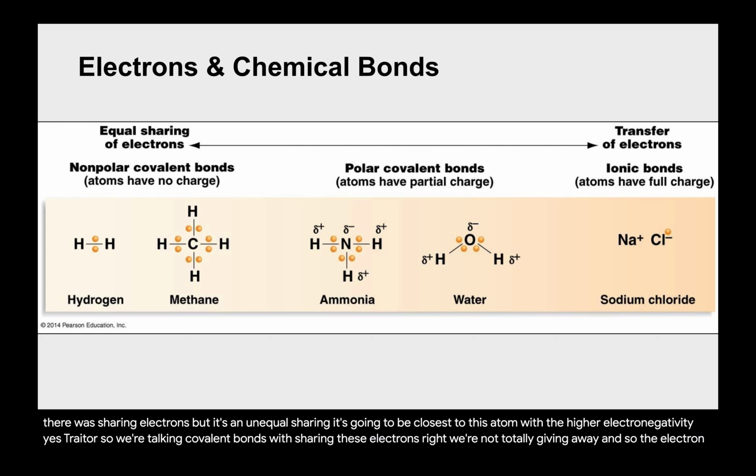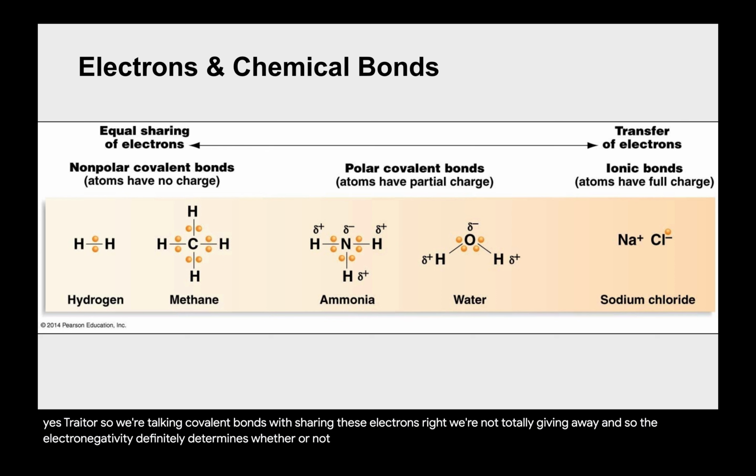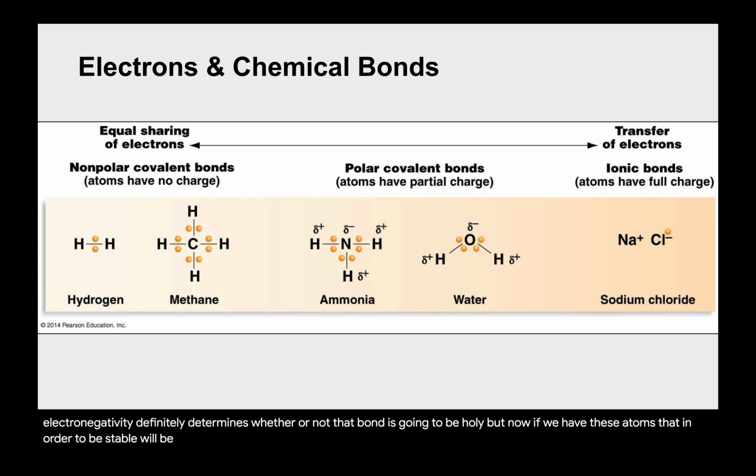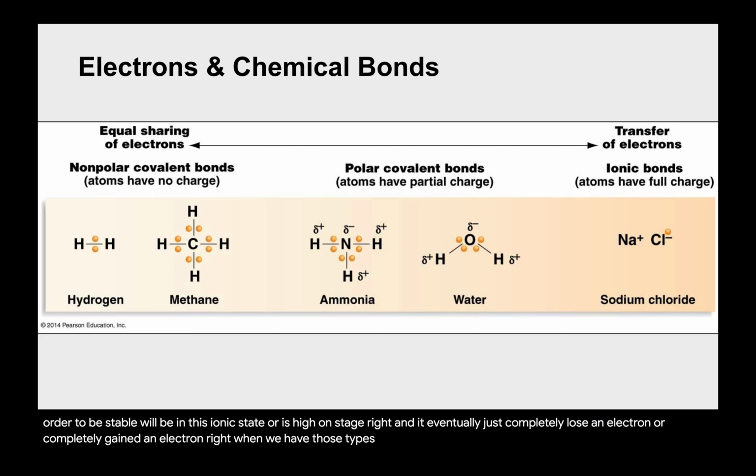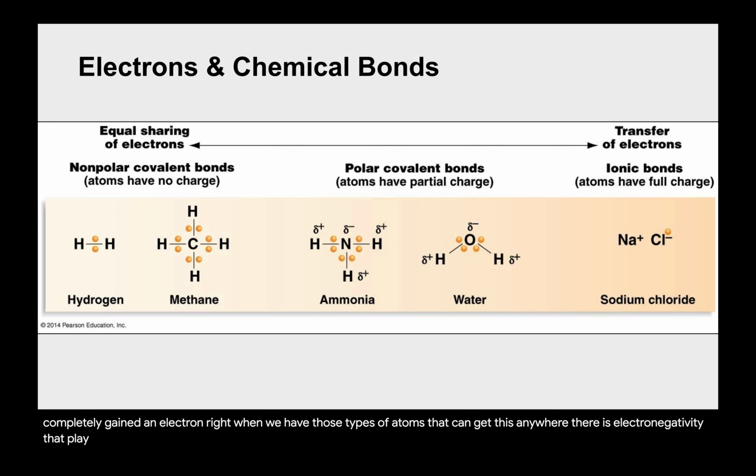And so the electronegativity definitely determines whether or not that bond is going to be polar, right? But now if we have these atoms that, in order to be stable, will be in this ionic state, or this ion state, right? And we eventually just completely lose an electron or completely gain an electron, right? When we have those types of atoms, that's when we get this ionic bond. There is electronegativity that plays into it. I'm not going to introduce that concept for this class because I think it's beyond what I want you to know. But it's that completely giving away and conceding of electrons.